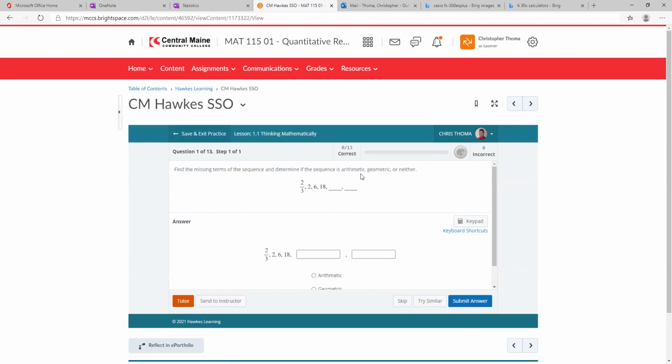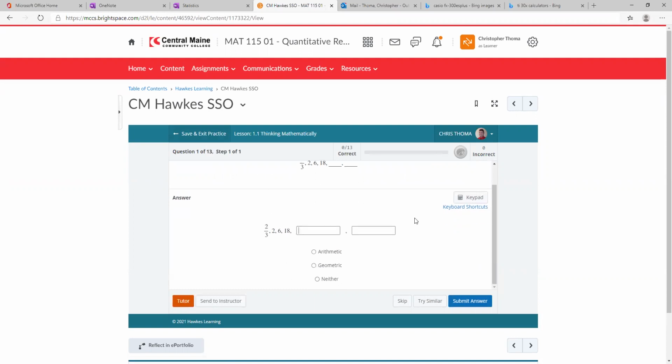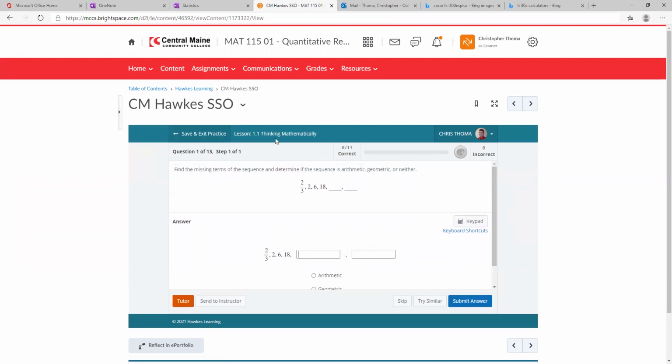Practice gives you practice problems. So this says, is this sequence arithmetic, geometric, or neither? You haven't learned it yet, so you might not know the answer, but this is where there are practice problems. I recommend that you only do the practice problems. The practice problems are useful because you can get tutoring.